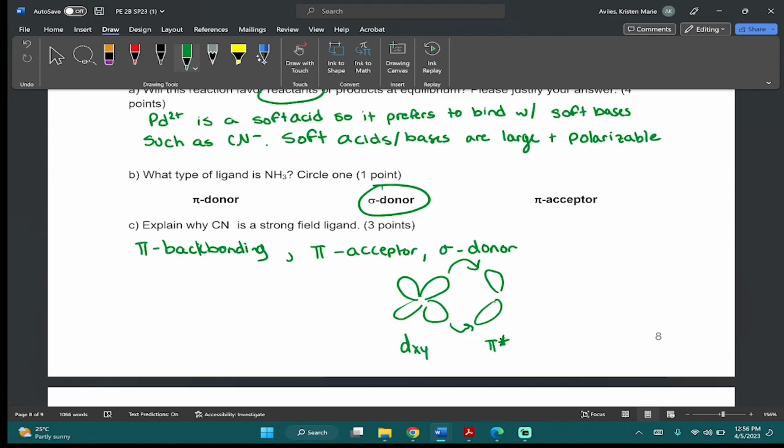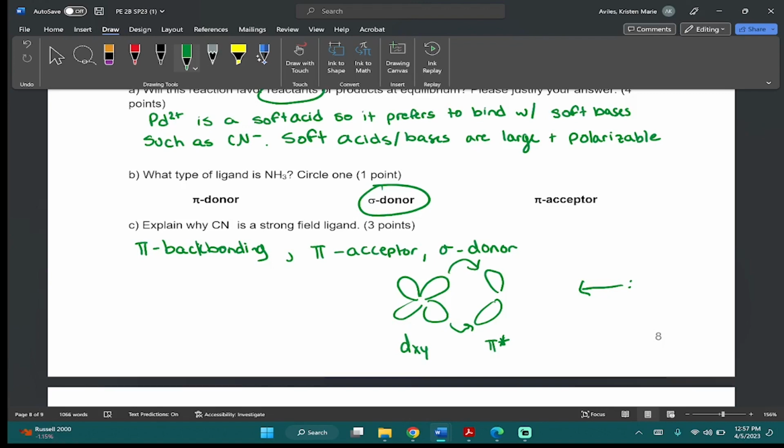Sigma donation is the other way, where it's going this way into our metal. So they're two different things. They don't go in the same diagram. If they go in the same diagram, this would be a different type. This is like our phosphines or triphenylphosphines, how they interact. That is not pi back bonding. This is pi back bonding. Yes, this. I have a better image of it, but not here.